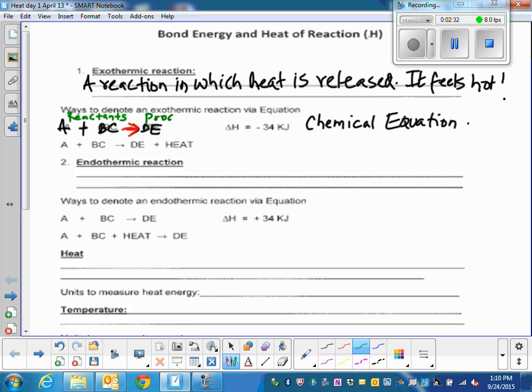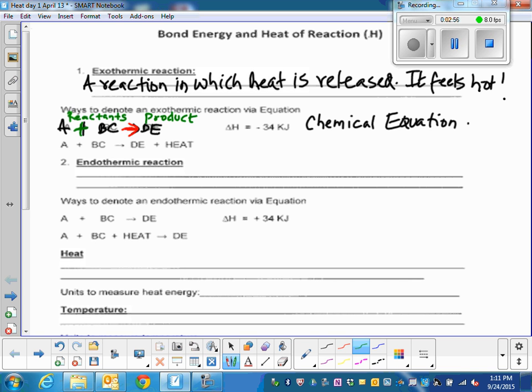Are you guys able to see what I'm writing? Reactants and products. All right? What does the plus mean? A and BC. They are two different reactants, right? They are combining together. Does that make sense? They are reacting together to make a product.